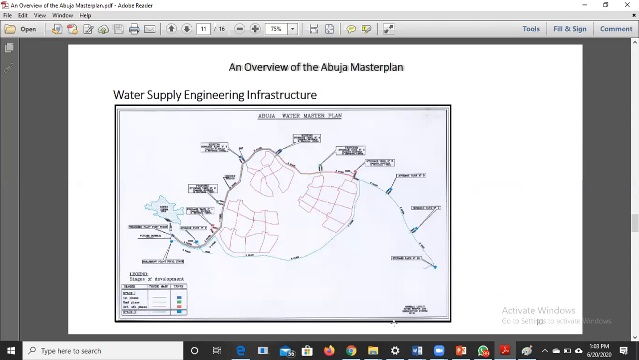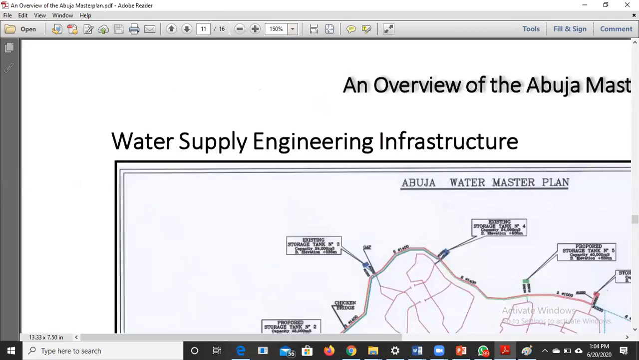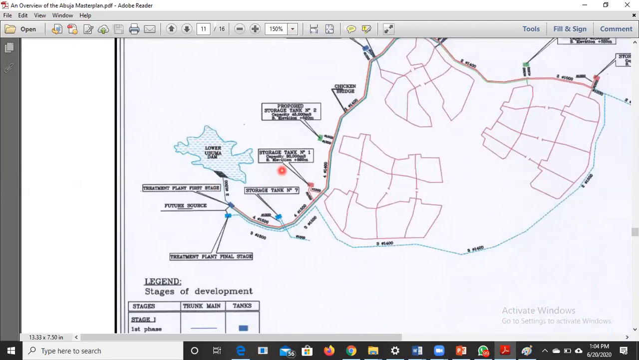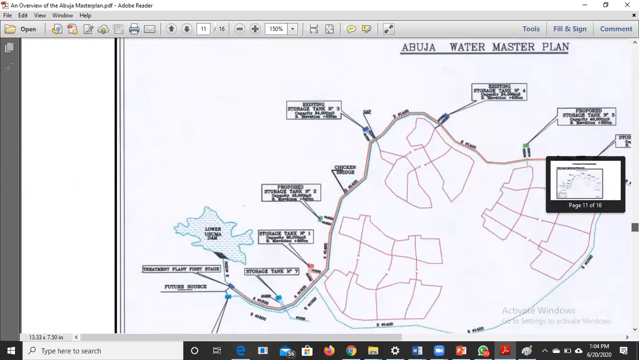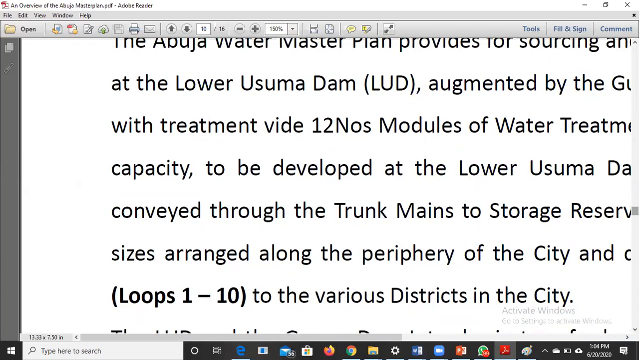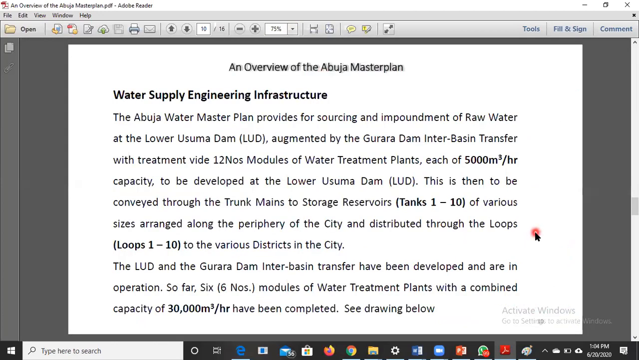The idea again is gravity. Lower Usuma Dam is on a very high plateau, and the city is down. So you can, by gravity, supply the city with water. That is the idea I want to keep re-echoing. Every good design tries to produce a system that works seamlessly, a system that doesn't need much maintenance, and that is what this city is. Of course, for water, you can now use booster systems to boost the water with booster pumps.